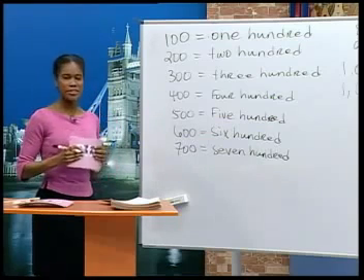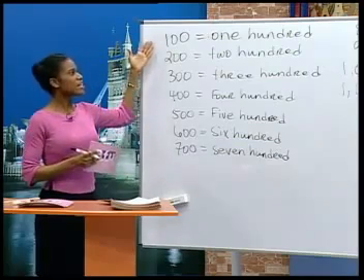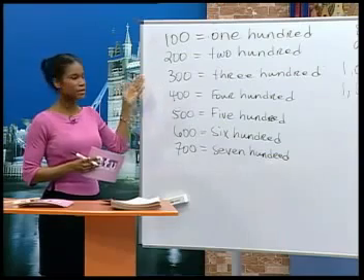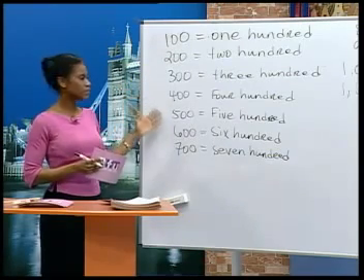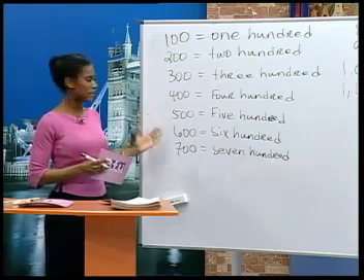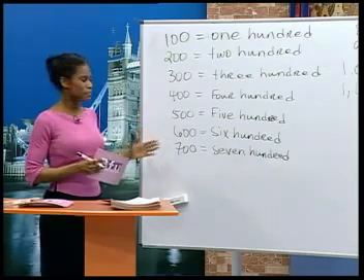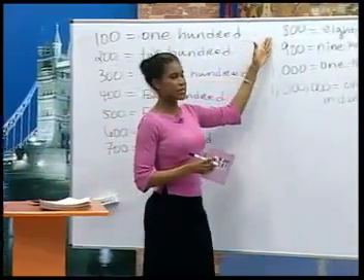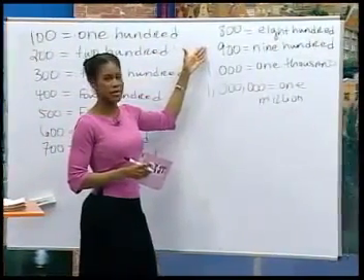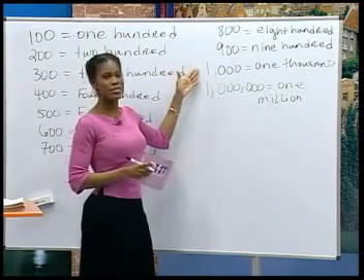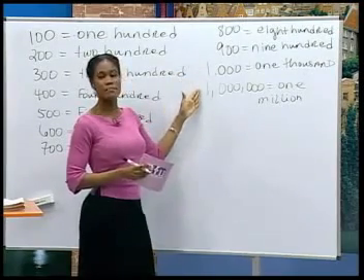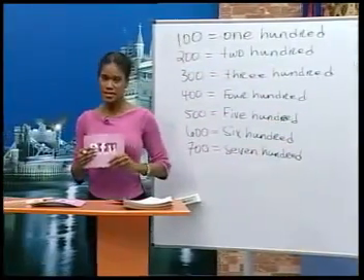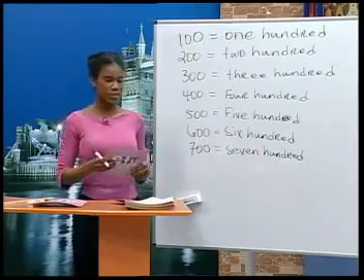All right, let's repeat the new numbers. 100, 200, 300, 400, 500, 600, 700, 800, 900, 1,000, 1 million. All right, let's practice these new numbers.